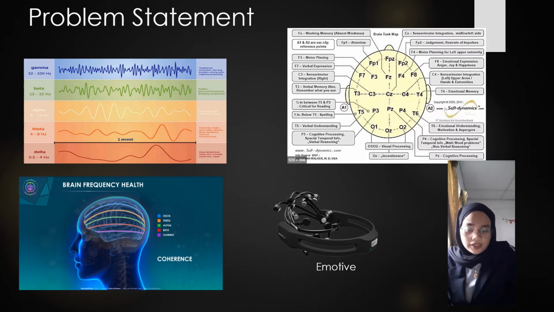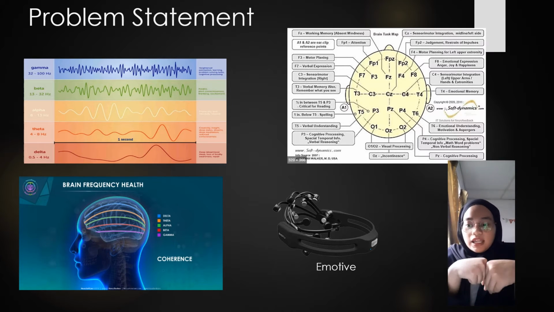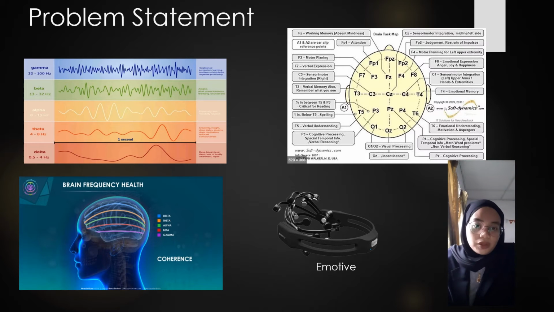On the right side of the slide, it shows the different parts of the brain that have different dominant functions, in which in this experiment the brainwave is recorded from the Emotiv device that will adhere to the scalp.